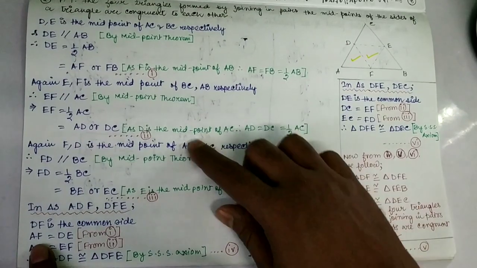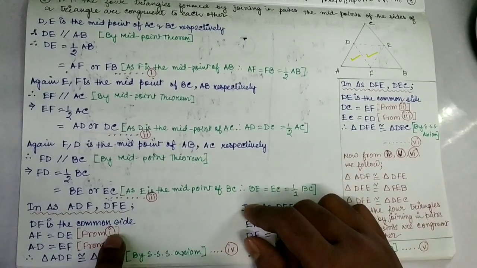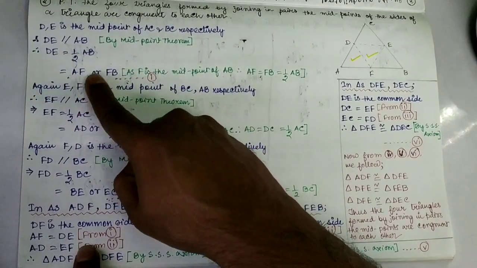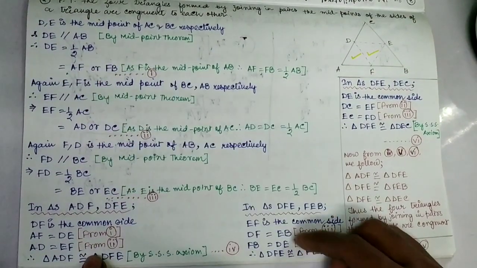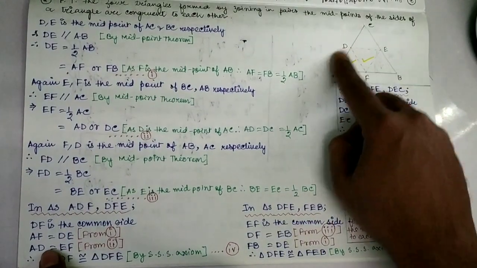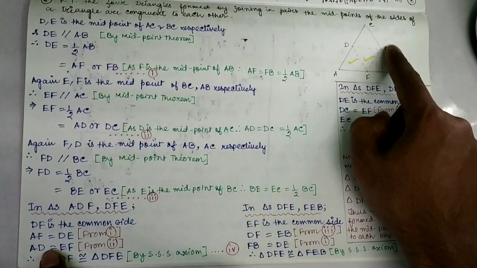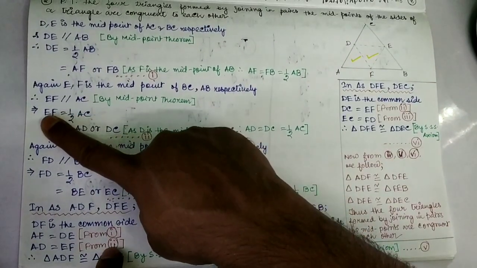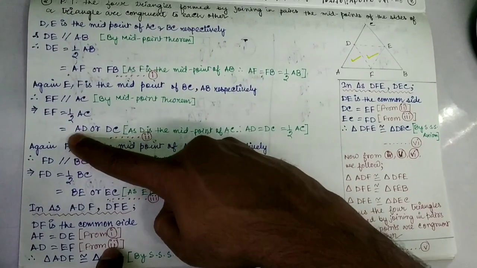So see, AF equals DE, and from what I have written over here, from 1. In 1 we have got that DE was equal to AF, so AF equals DE we have already got from there. And again see, this line AD is equal to EF, and from where have we got this? From 2. From 2, see here we have previously proved that EF was equal to AD.